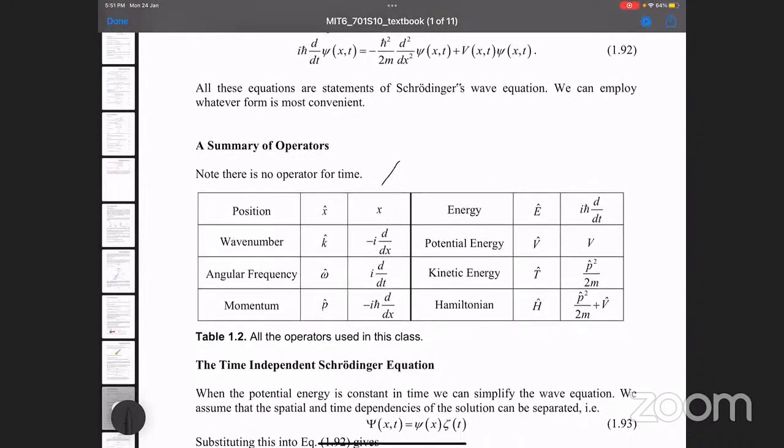Then he is summarizing all the different operators. We know this also, right? The position operator is simply x. We have the wave number operator. The momentum operator is nothing but h bar times the wave number operator. Angular frequency operator, i d by dt. Energy operator, i h bar d by dt. That's it, right? The momentum operator comes from the wave number operator. The Hamiltonian is basically the addition of the potential energy operator and the kinetic energy operator. So the Schrodinger equation says the Hamiltonian of psi is equal to energy of psi. This is Schrodinger's equation.